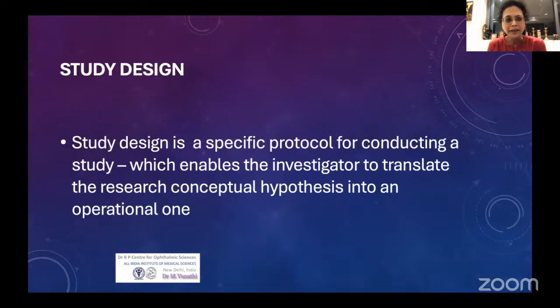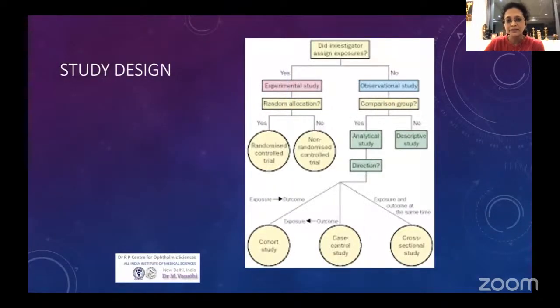What do you actually mean by a study design here? Study design is a specific protocol by which you can conduct a study, and this enables the researcher or the investigator to translate the conceptual research hypothesis into one which is operational or which can be carried out here. So that is what a study design or a study pattern does here.